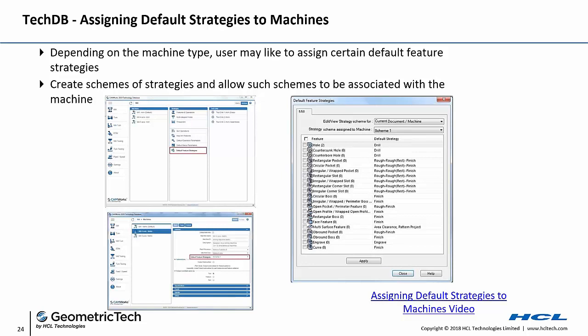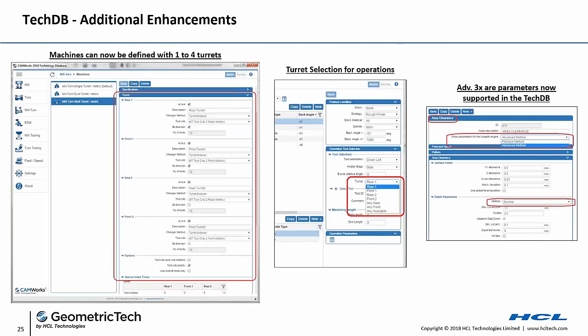Okay, a few more TechDB enhancements. Machines can now be defined with 1 to 4 turrets. We talked about that earlier, so we now have the ability to define up to 4 turrets when you're creating a turning or mill turn machine.